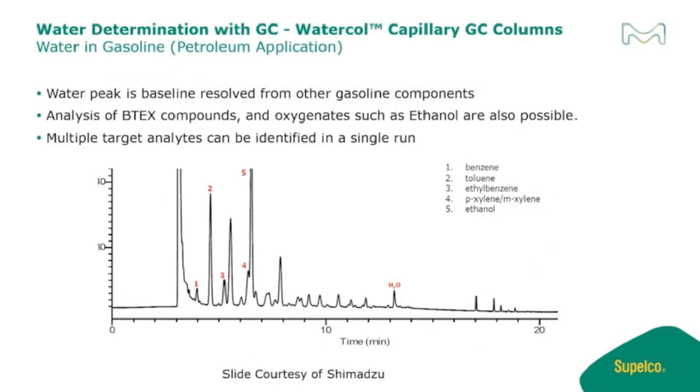Here's another example, courtesy of Shimadzu, again looking at water in a gasoline sample. Using the water column, you can see the water peak is well resolved. It's eluting at about 14 minutes in comparison to some of the aromatics. So you can quantitate both the aromatics and water in a single analysis using the water column in this petrochemical application.